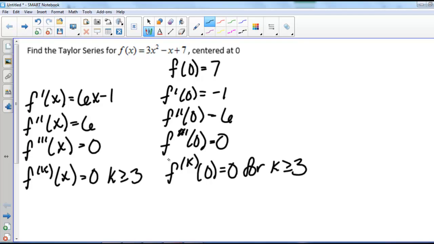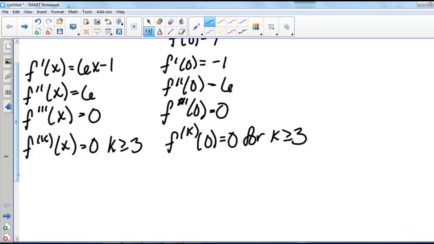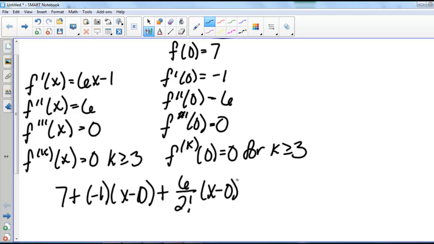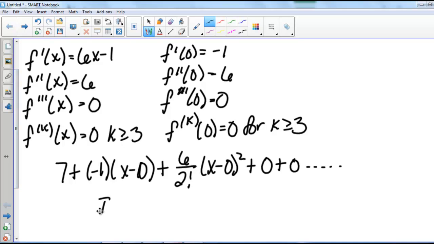So our Taylor series, and in this case it's a Maclaurin series because we're centered at 0, is 7 plus negative 1 times x minus 0 plus 6 divided by 2 factorial times x minus 0 squared plus, and then 0 plus 0, and so on. So our series converges for all x. So our interval of convergence is negative infinity to infinity.